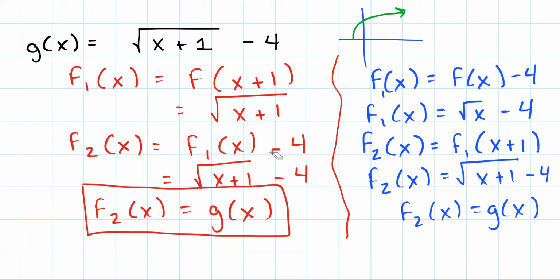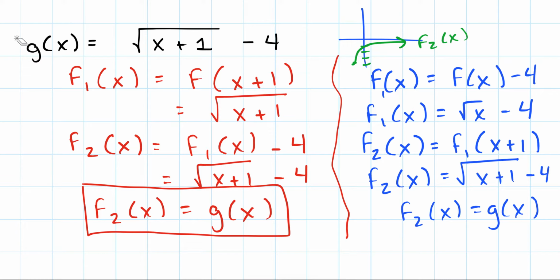And then by subtracting 4, that takes this graph, so this is the graph of f1(x), and it's going to move your graph down 4 units. So this would be your new graph. And this is your graph f2(x). And when you're done with that, you see that that actually is equal to this function g.